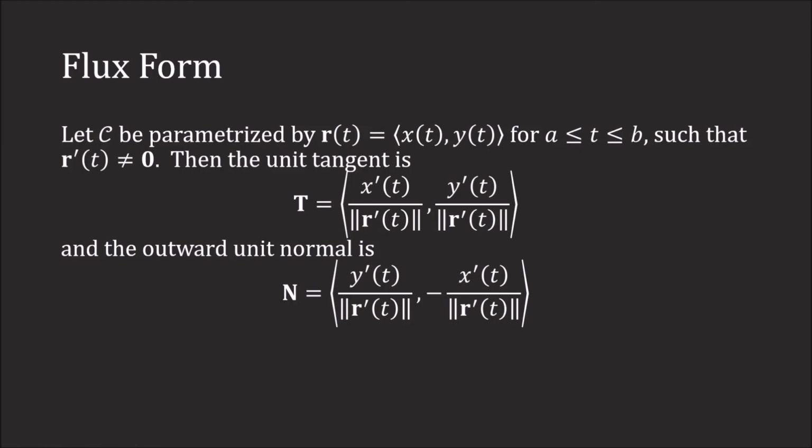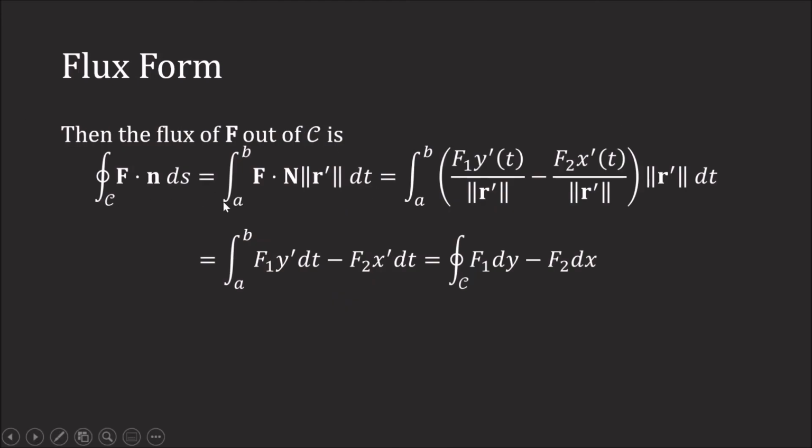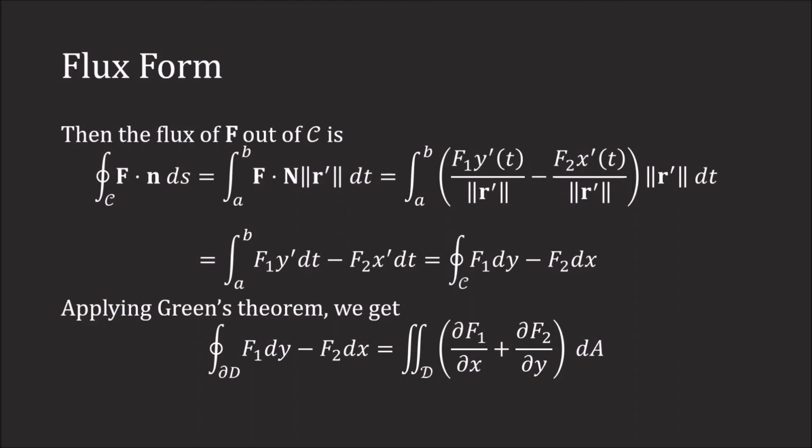Then the flux of f out of C will be the integral from a to b of f dot n times the norm of r prime. F dot n would be this here, then times the norm of r prime. So the norms of r prime are going to cancel out. We're going to be left with this. But y prime dt is just dy, and x prime dt is just dx. Now if we apply Green's theorem, this is what we find. And this is known as the flux form.